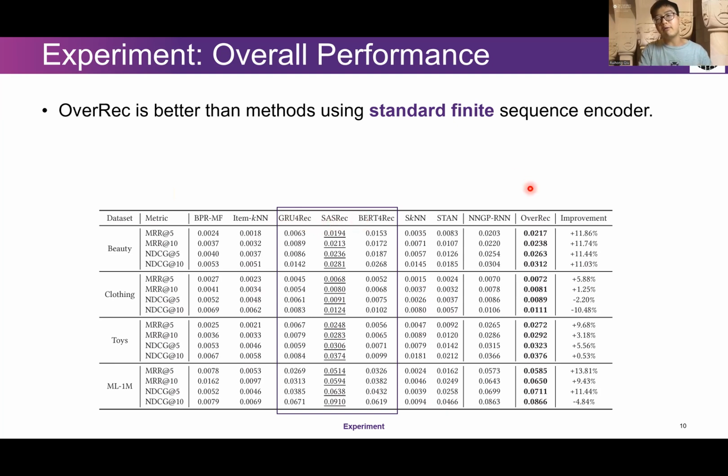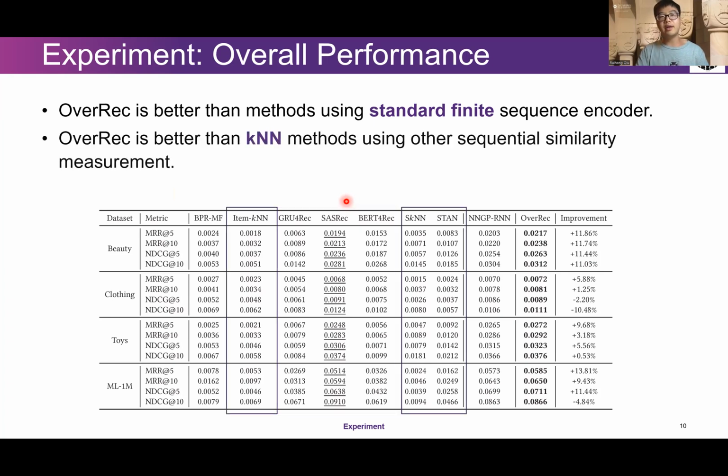So we can see that the overrec method, using the RNTK, which is not a finite model. It is a kind of infinite model, and it has some higher performance than this traditional finite model.